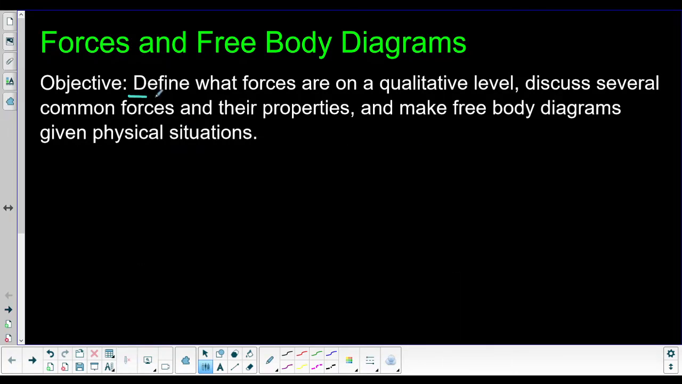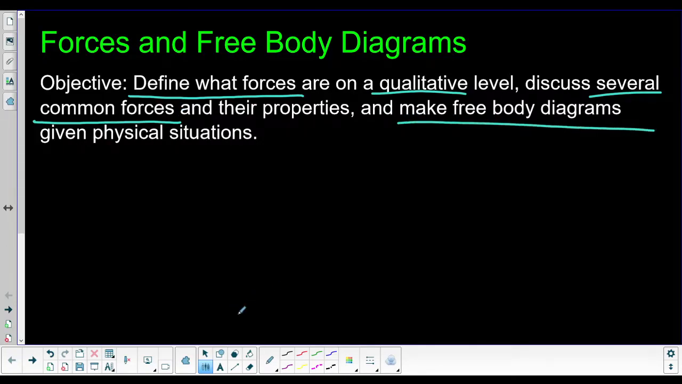We're going to talk about what is a force qualitatively. We're not going to calculate anything today because calculating is a little harder than we want to do on the first day. We're going to talk about several common forces. I have 4 of them, and these 4 forces cover almost every force we're going to talk about in this class. There's a few notable exceptions, but not many. And we're going to learn how to make a free body diagram.